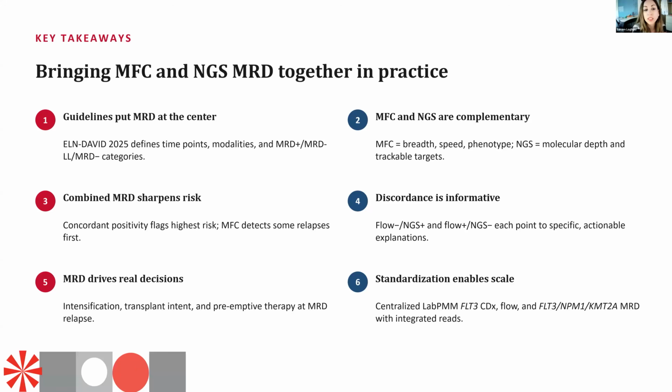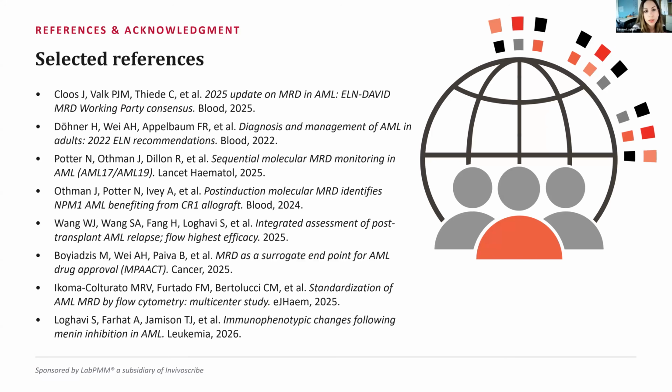So again, just to summarize, we talked about risk stratification, we talked about the MRD guidelines of when to do MRD, what specimen to use, how to combine using NGS and flow cytometry for improved risk stratification and information. And then, of course, we talked about discordant results and how you can potentially reconcile those results in an actual clinical setting.